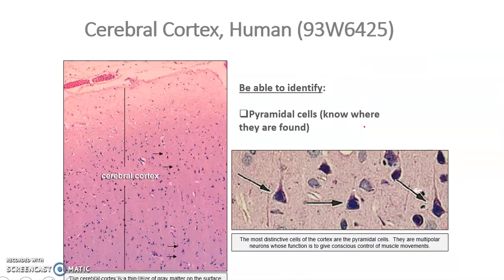This slide shows the pyramidal cells. As we said, they look like pyramids, triangular in shape. They are multipolar neurons, and their function is to give conscious control of muscle movements. They are located in the cerebral cortex.